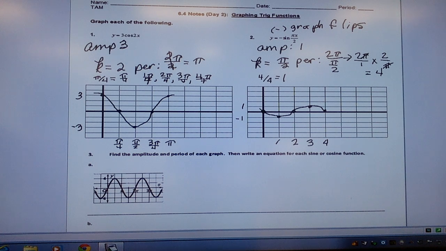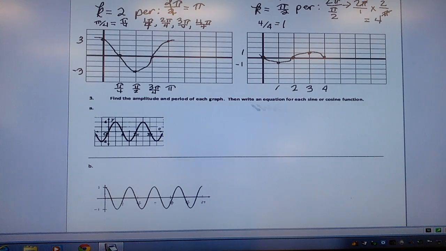So now let's get to some other parts of being able to interpret graphs. So we need to write an equation that created this graph. So take a look at the fact that this graph is going through 0. So that lets us know that it's the sine function. Notice it's going from -4 to +4. So that makes our amplitude 4.